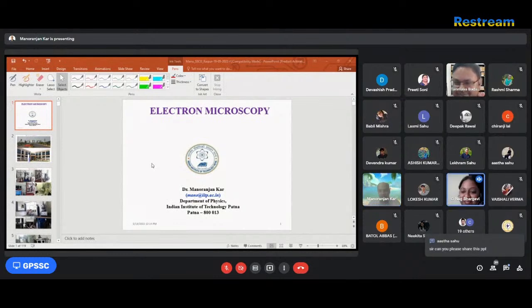Sir, participants are asking for your PPT. Can you share this? Definitely. I'll remove these photographs because they will be of huge resolution, then I'll send it to you. Okay, sir.